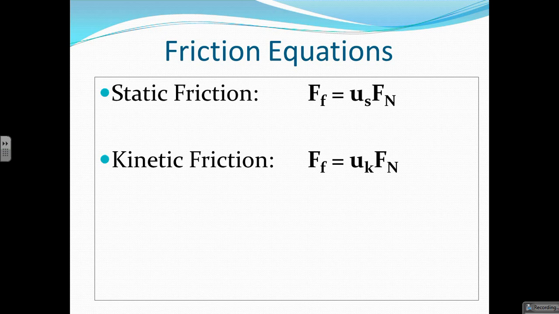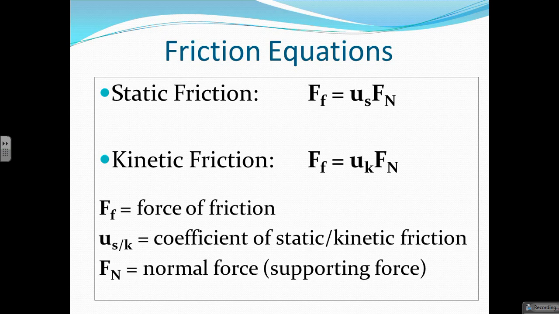Between the two coefficients, static versus kinetic, static will always be a higher number. Remember, all coefficients are just numbers. They don't have units associated with them. In these equations, we have our three symbols: force of friction, coefficient of friction, and the normal force.